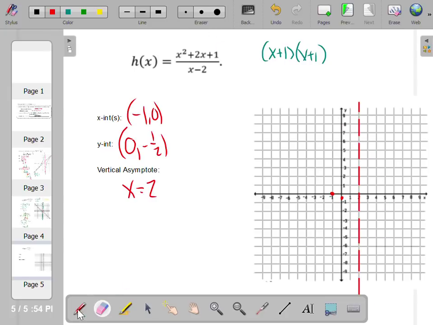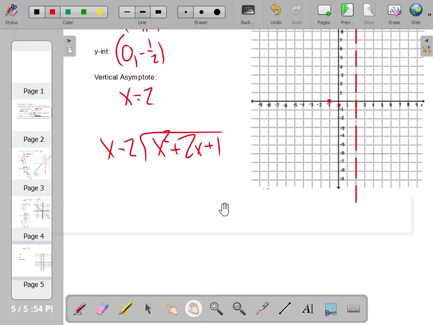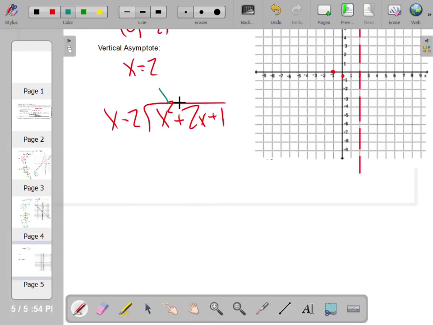And now we've got to find the slant asymptote. Again, degree 2 is higher than degree 1. X squared plus 2x plus 1 divided by x minus 2. So x times x is x squared, distribute it, x squared minus 2x. Oh, those are going to cancel. No, they're not. Flip the signs. 2x plus 2x is 4x.